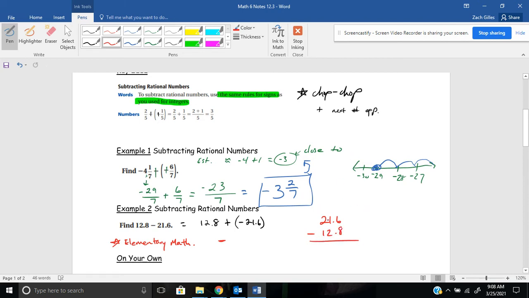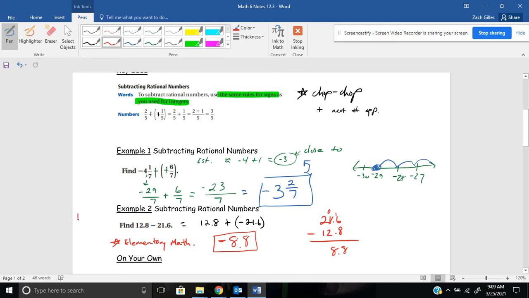So got to borrow, make this a 0, make this 16. 16 minus 8 is 8. Bring my decimal down. And 20 minus 12 is 8. So the difference between 21.6 and 12.8 is 8.8. And I know since I'm subtracting my smaller number minus my bigger number, it needs to be negative. Negative 8.8. Okay. And again, you can check to see, is that reasonable?